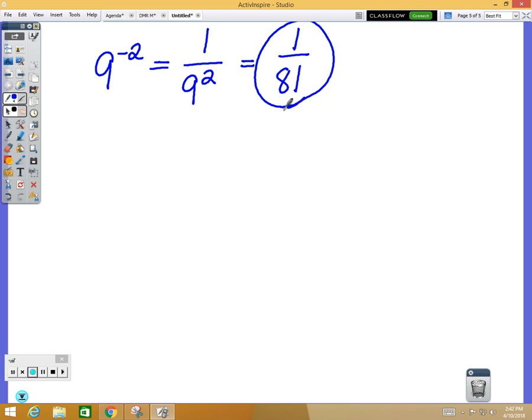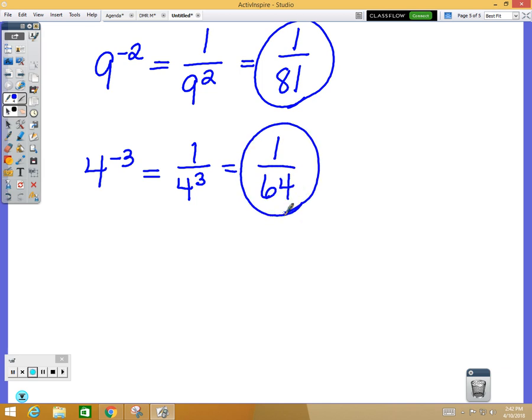How about 4 to the negative third power? Write it with positive. Sam? Okay. And then if we did 4 times 4, that's 16. What's 16 times 4? 64. So we could do that. Easy, right? Let's do one that's a little bit harder.